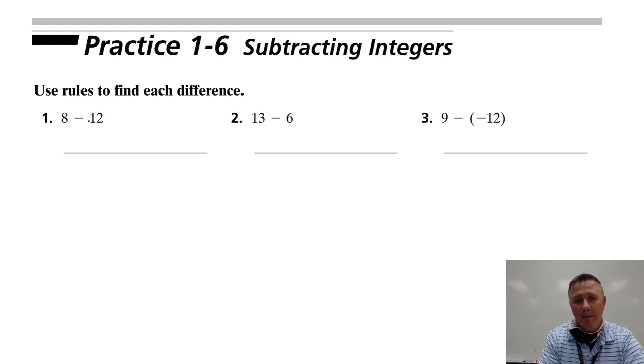Okay, so 8 positives and 12 negatives. I want you to think about these as two separate integers, right? If it was 8 degrees and it dropped 12, you were at -4. 13 minus 6, we all know the answer to that. 13 minus 6 is 7. Okay, you could count up if you wanted to.